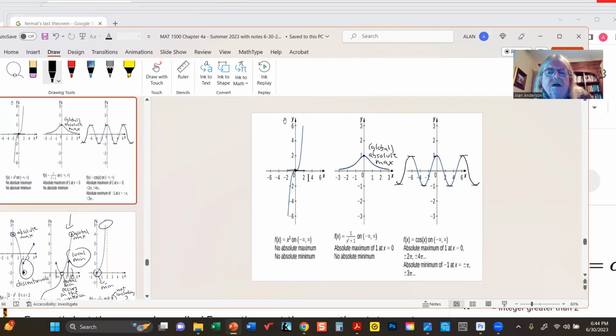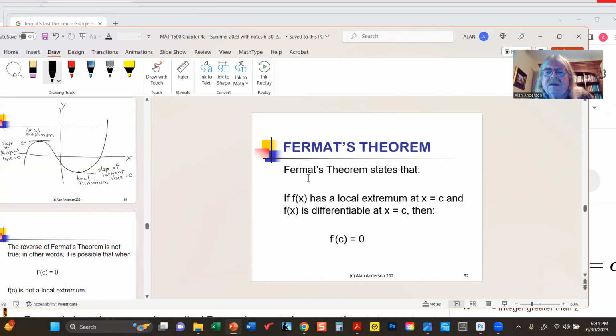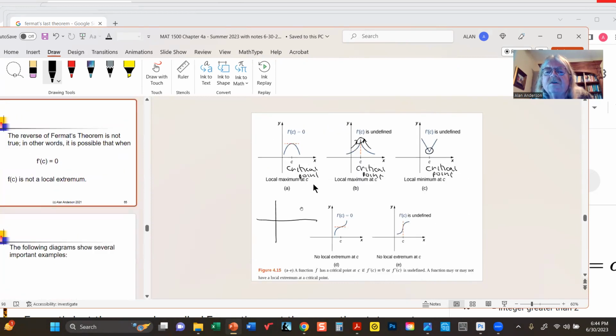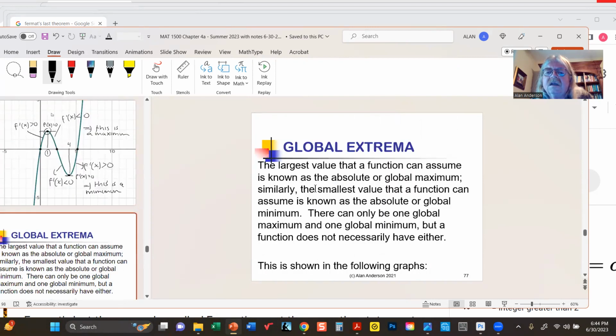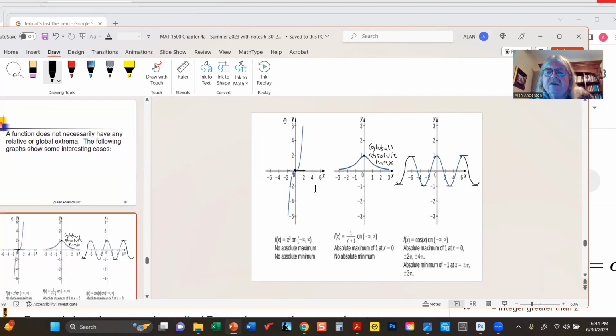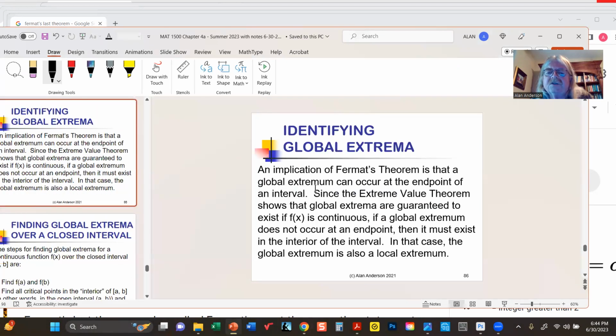So I guess we'll stop here and pick it up. What we're going to do is wrap up this chapter 4A with our discussion about how to identify global extrema.